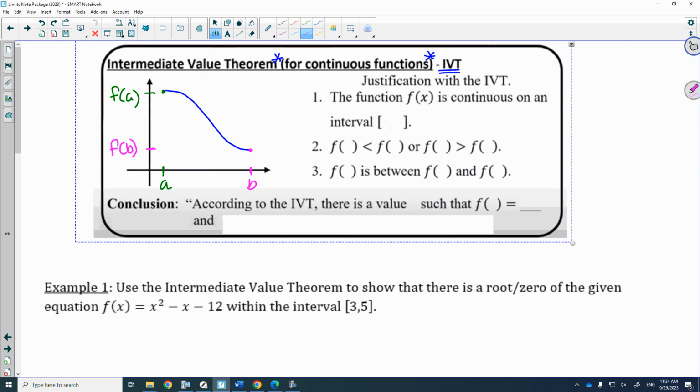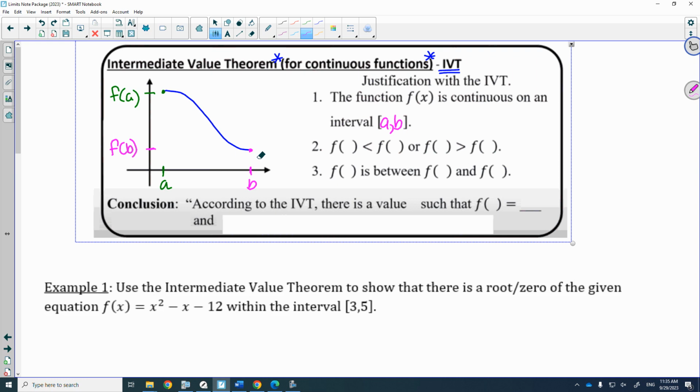Okay, so the first thing is we've got these three conditions that need to be met for the intermediate value theorem. The first condition is the function is continuous on an interval. Now, the interval for this would be from a to b. So it would be the closed interval a to b. Closed intervals, you guys, means we have square brackets, means that a is included in the interval to b.